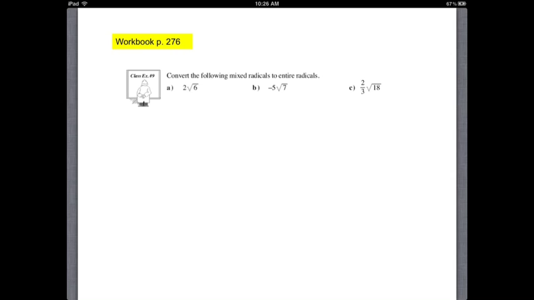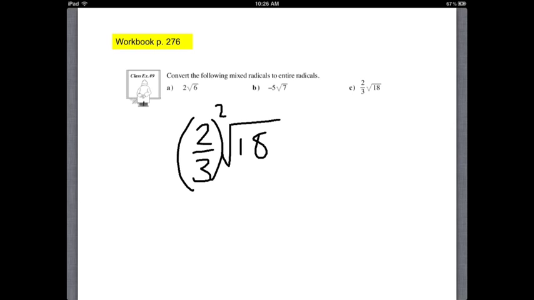For C, we've got a fraction, but it's treated essentially the same. You've got 2 over 3 root 18. You're going to be squaring this one. That means that the top is going to be 4 and the bottom is going to be 9, all underneath the square root, times root 18.